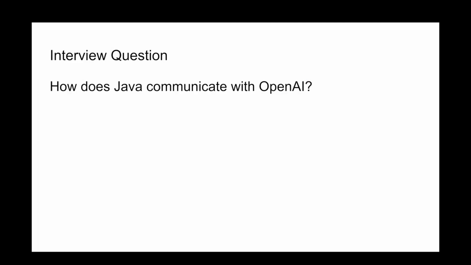For interview question, how does Java communicate with OpenAI? A good interview answer is: Java communicates with OpenAI by sending HTTPS requests containing prompts and model information. OpenAI processes the request, generates a response, returns JSON, and libraries such as Spring AI map that JSON into Java objects.